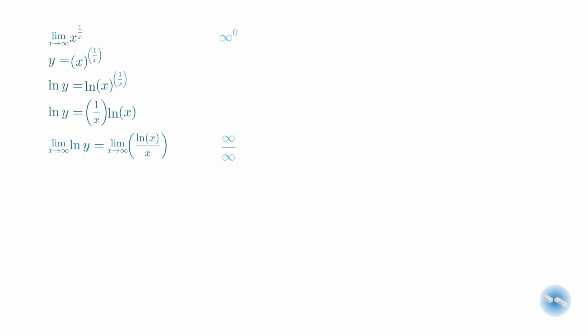We apply L'Hopital's rule. Differentiate the numerator and the denominator separately. The derivative of the natural log of x is 1 over x, and the derivative of x is 1. Now we rewrite the limit as the derivative of the numerator over the derivative of the denominator. Simplify and then evaluate the limit.